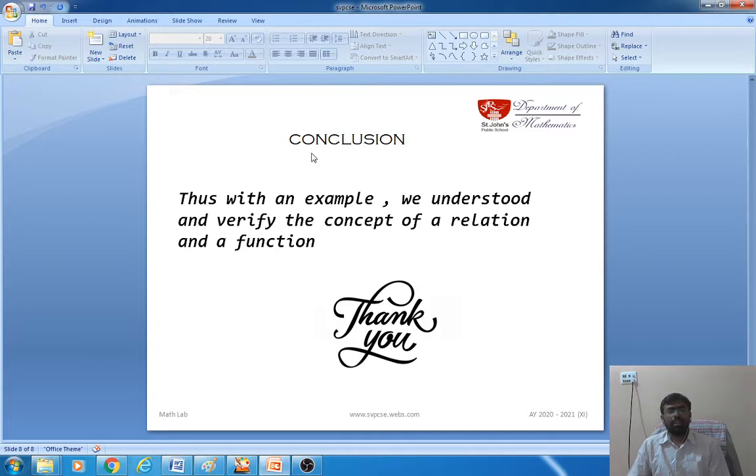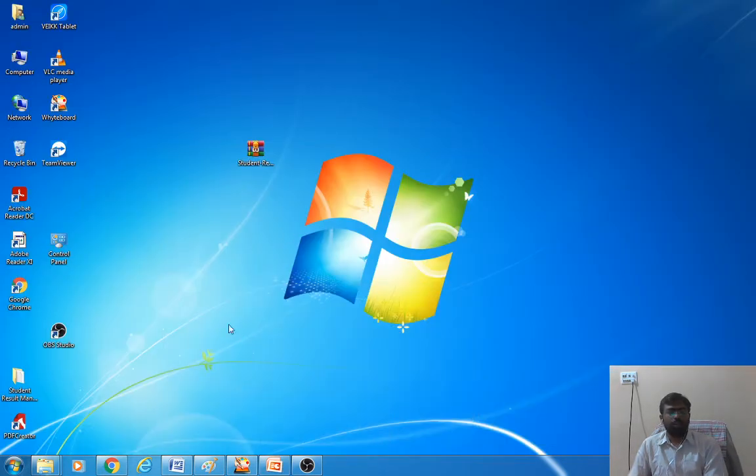Okay, and this is the conclusion for the experiment. Thus, with an example, we understood and verified the concept of a relation and a function. Okay, this is what you are supposed to write as a conclusion. So if you want to get it more clear, just replay the video and listen. Okay, so I hope I was clear.